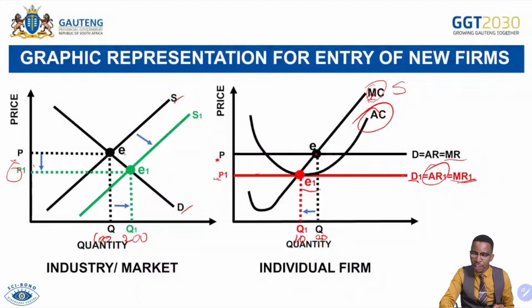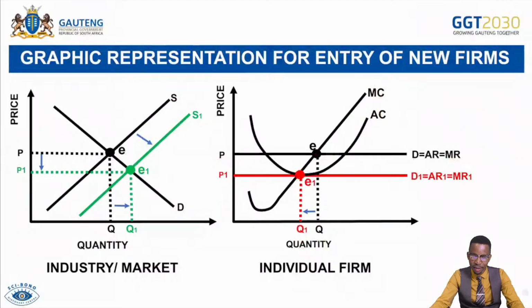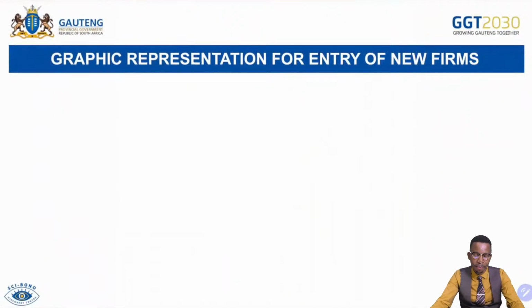Our demand curve, this is the one. Our supply curve is MC. So at the point where MC equals MR, remember MC is also the supply curve, MR is also the demand. Then we have the equilibrium position. Take it that way, you will understand it better.